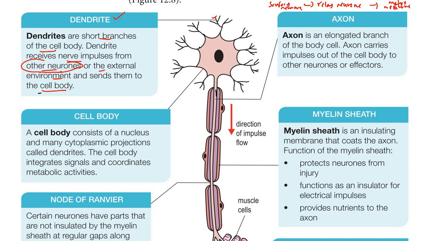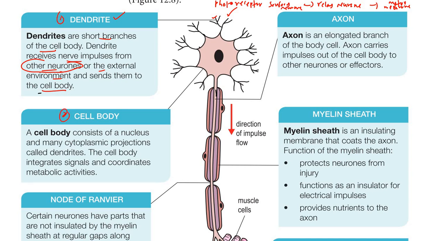Another one is from the external environment. This one actually comes from the receptor. Receptors, maybe in the eyes we have the photoreceptor. So the photoreceptor produces impulse and sends impulse to the dendrite of the sensory neuron. So this is an example. These are the two sources of the nerve impulse for the dendrites, and then they send them to the cell body. So this is the first one.